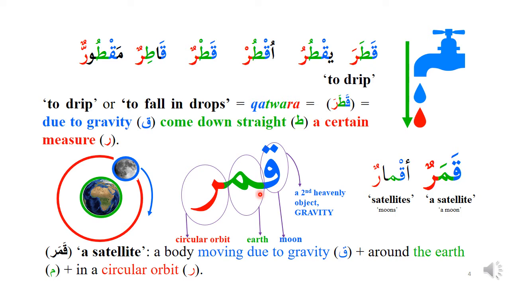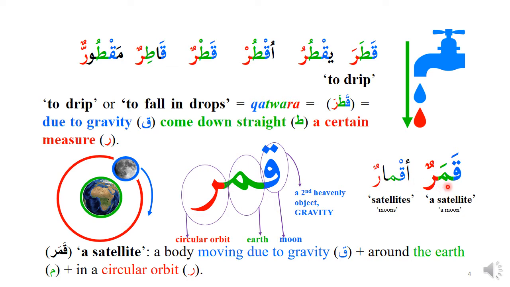In several other videos I have shown this. Let's now learn also the plural of this. Qamar, we know it is a satellite because Qof is gravity and Mim is earth and Ra is a circular orbit, right? So a second object. So this is the moon. This is the moon, and then Mim is the earth, and then Ra is the circular orbit. So it's a picture of a satellite, Qamar.